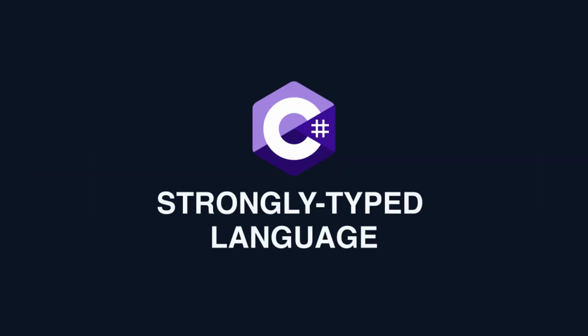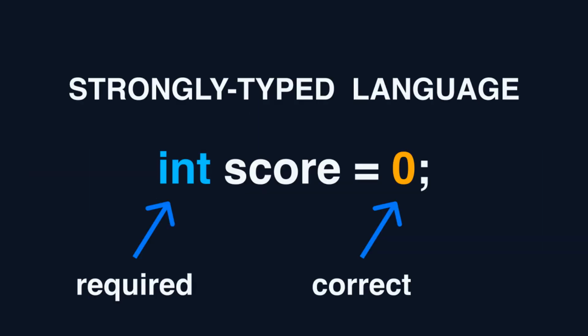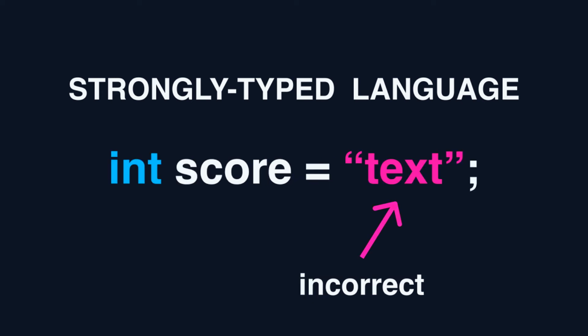C# is a strongly typed language, meaning you must always declare the variable type. And after declaring a variable, it will only accept values of the correct type. So, to declare an integer variable, we need to use the int keyword, and that variable will only accept whole numbers. We can assign any whole number to the variable, but if we try to assign anything else, the compiler will complain. And also, please note that you can only use a variable once it is declared.